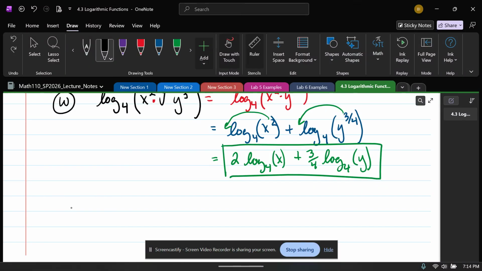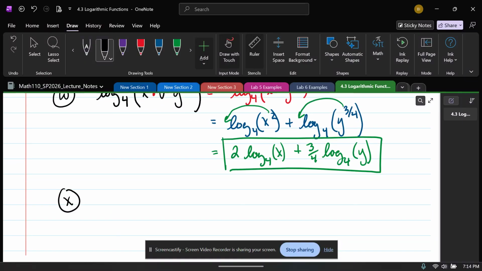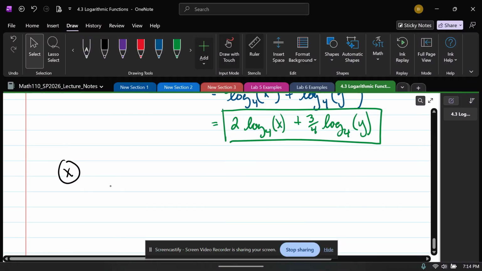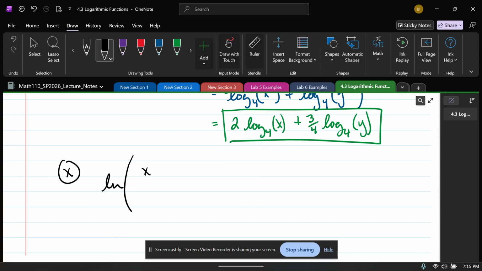Natural log. Big fraction here, x y squared over w cubed square root of z.